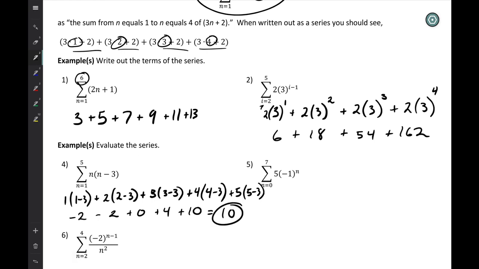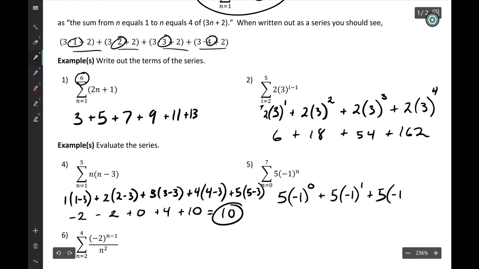Alright, next one. This one is an interesting one. You see this negative 1 to the n. This is a common thing that could pop up in a series, and it does something relatively unique. Let's write it out, or at least the first couple terms. So I got 5 times negative 1 to the 0, plus 5 times negative 1 to the first, plus 5 times negative 1 to the second. Alright, let's do one more, plus 5 times negative 1 to the third.